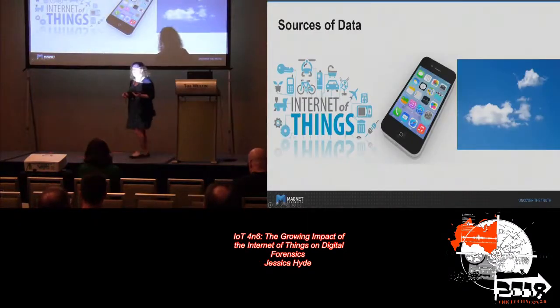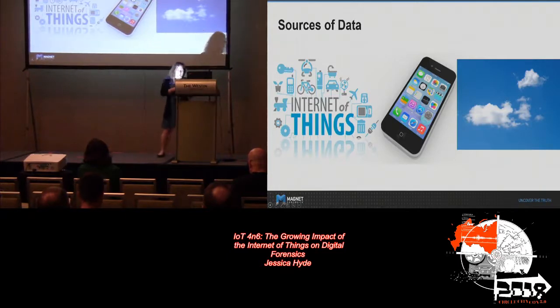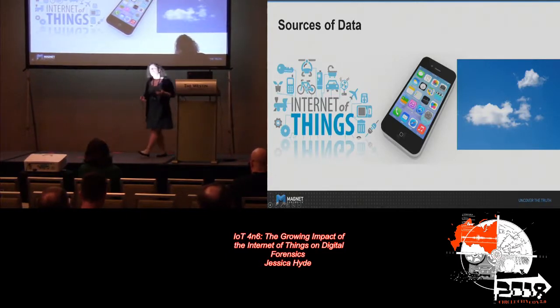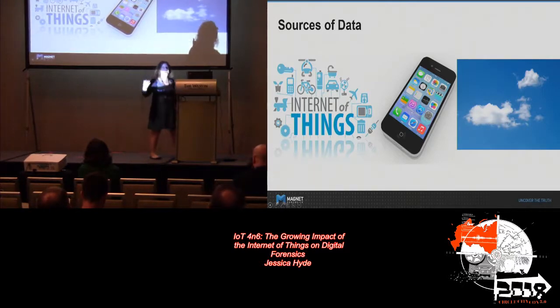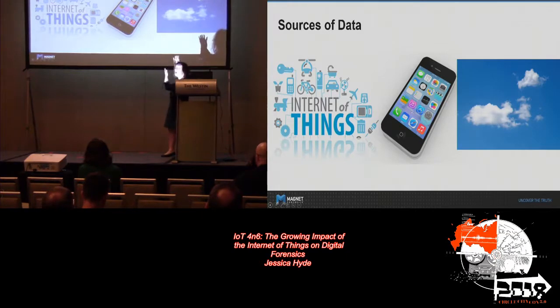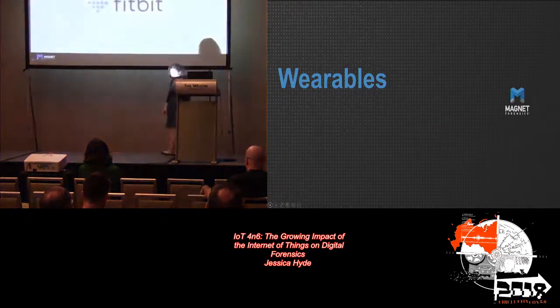All right. So where do we find the data? I might have alluded to this before, but there are really three main sources of data in general on the Internet of Things. You've got the thing itself, which may or may not store a significant amount of data. You've got the paired application, be it on the computer or a smartphone, and you have the cloud. Everybody loves the cloud.